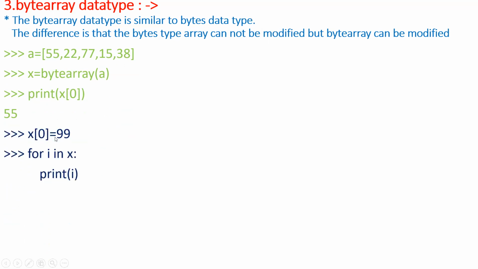Now X of 0 equals 99. You want to do modification. You want to change 55 to 99. So here you can do it. Got my point? You can do it. You are not getting any type of error. But if you have the byte data type, then you will get the error. Got my point? Right.